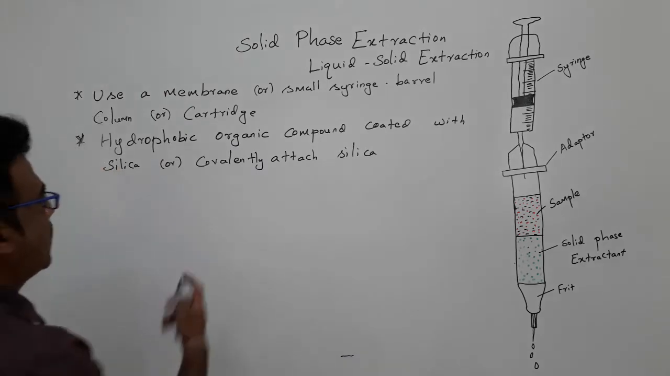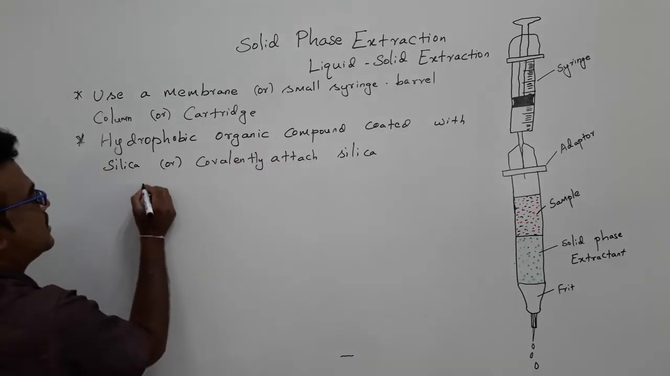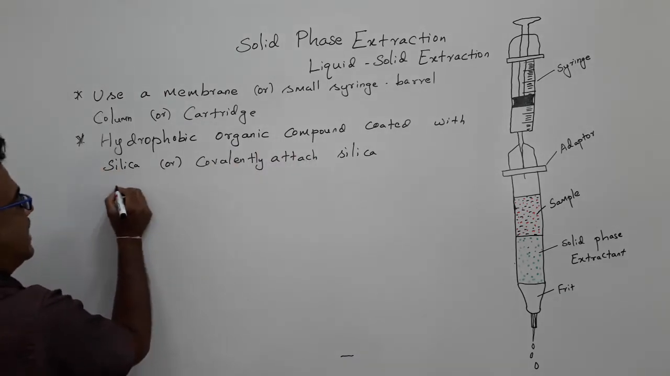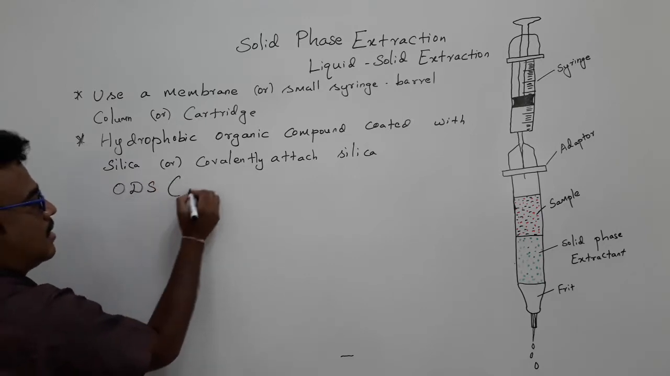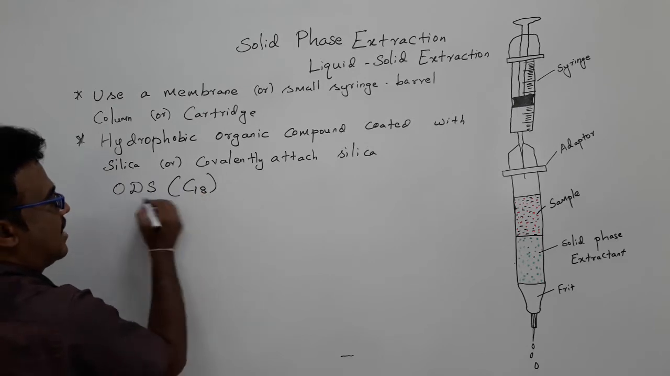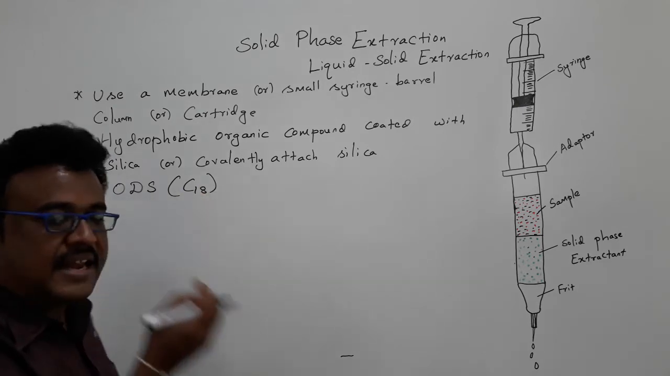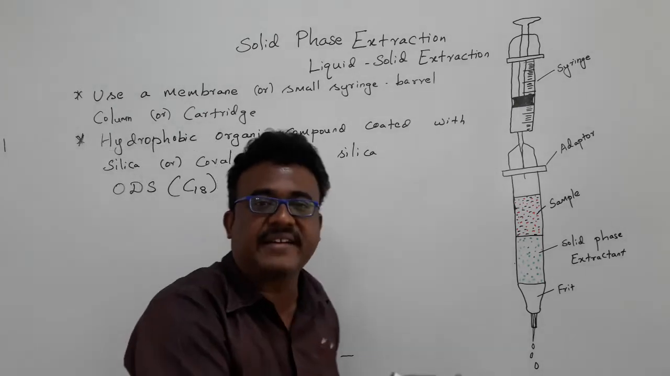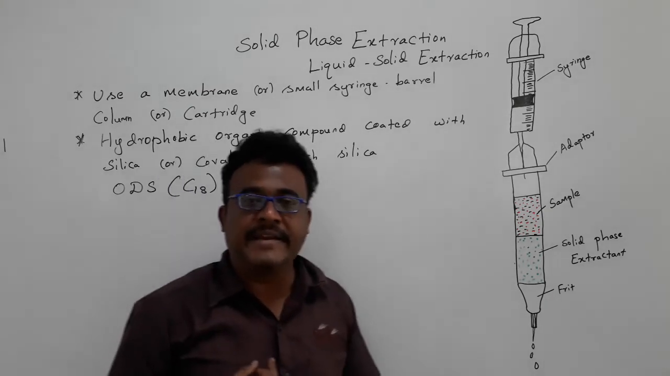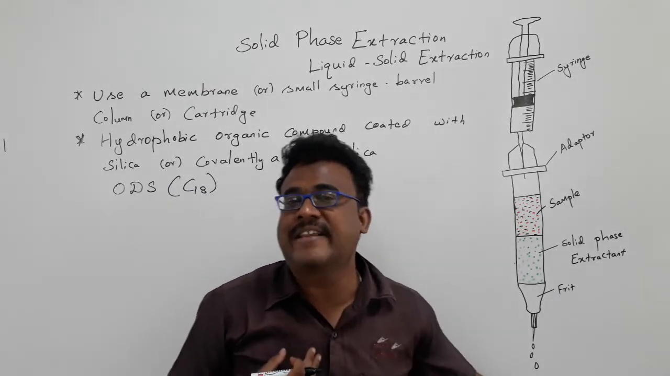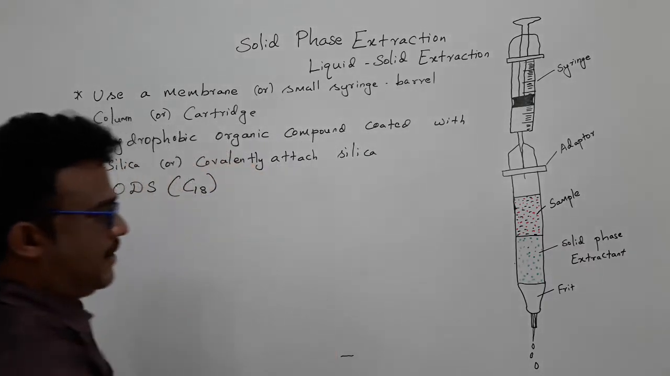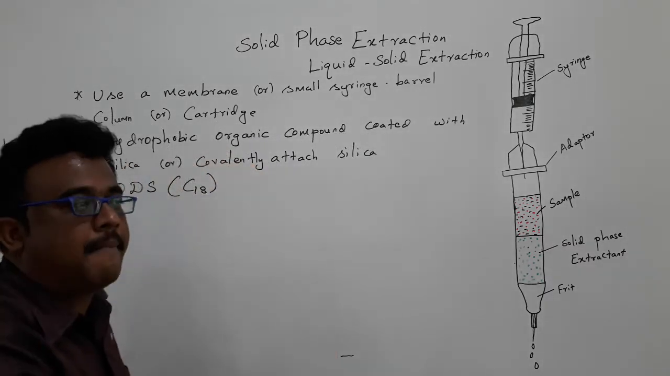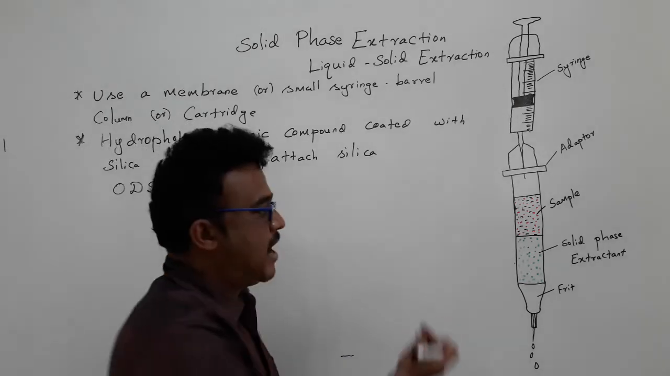For this purpose we normally use ODS. ODS means octadecyl, carbon 18, silica. That means the silica is covalently attached with carbon 18, a lengthy aliphatic chain. See, 18 carbons are attached to the silica, so that can give enough hydrophobicity for this system.